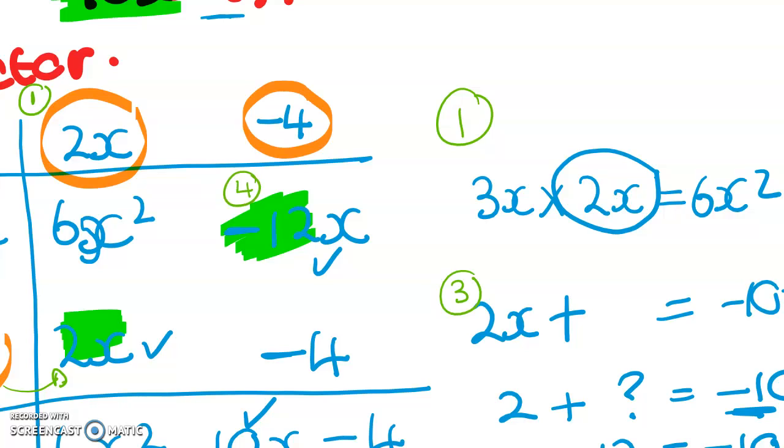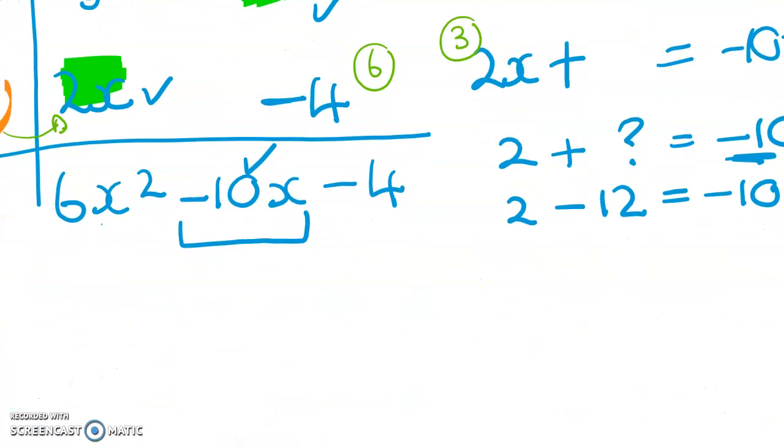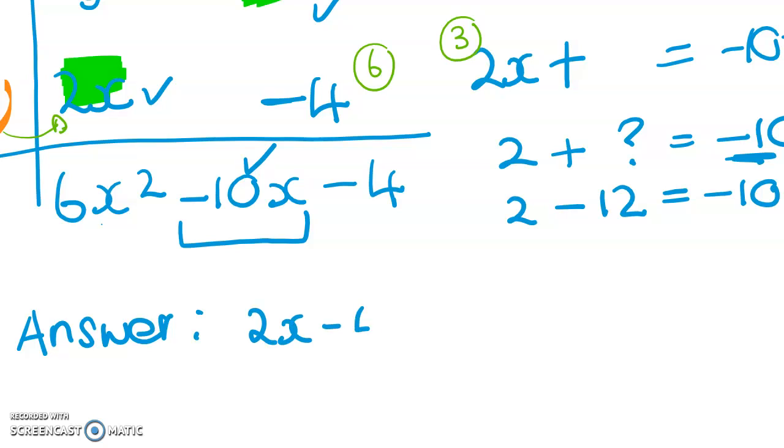I had minus 12x. And then step 5, I said 3x multiplied by what will give me minus 12x, and it's 3x multiplied by minus 4. And the final thing is, whatever number is up on top there in orange, that also has to multiply to give me the bottom thing. So plus 1 multiplied by minus 4 gives me minus 4. So my answer is the factor is 2x minus 4. That's the other factor.